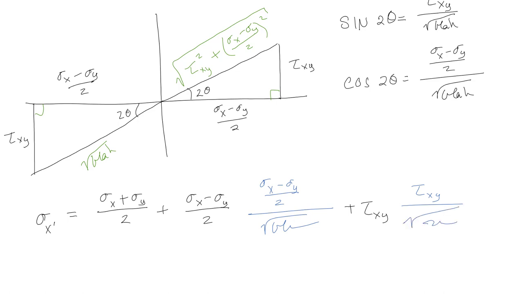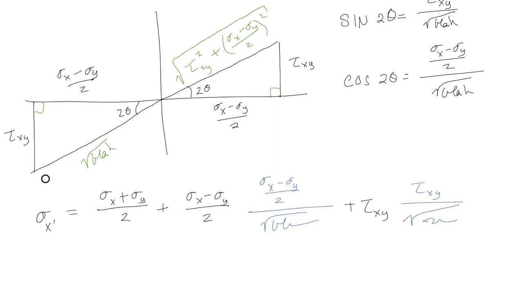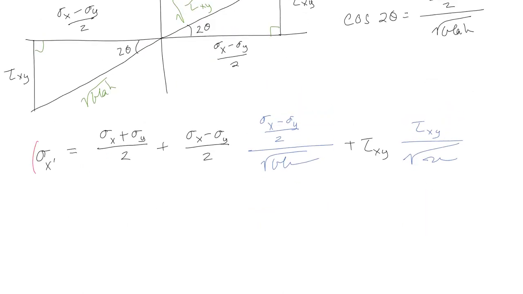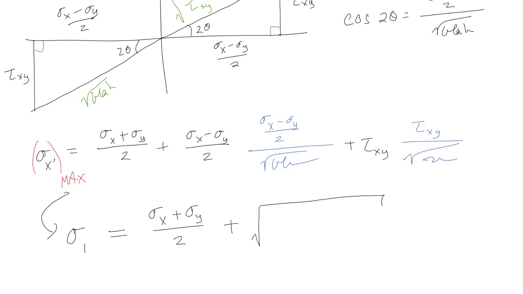I know you're super disappointed, but you're not going to get to watch me work all this out. I can tell you that it simplifies. This would be sigma x prime max, which we're actually going to denote as sigma 1. And I'll give you a sigma 2 in a second. So for sigma 1, the first term stays there, sigma x plus sigma y over 2, and then whenever you play around with the rest of it, you get plus the square root of the quantity sigma x minus sigma y over 2 squared plus tau xy squared.